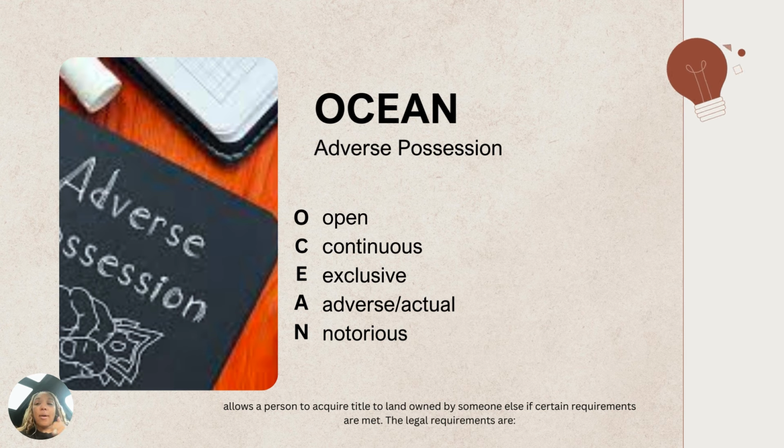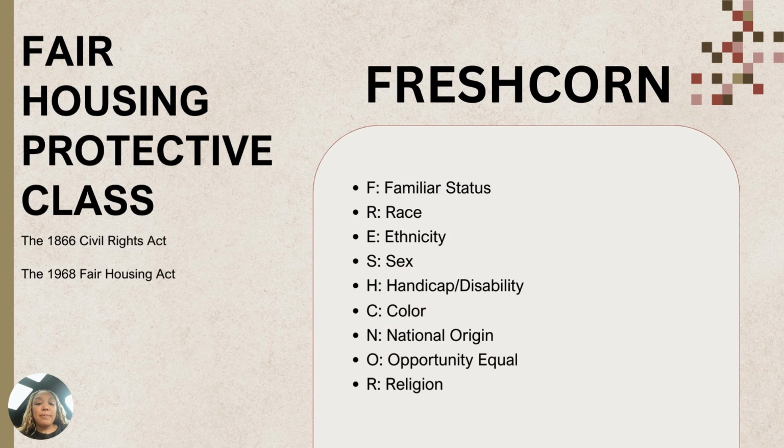Okay. All right, we're doing good, guys. So, Fair Housing Protected Classes. The 1866 is the Civil Rights Act, and then the 1968 is what? That is the Fair Housing Act. So, don't get them confused. 1866 is the Civil Rights Act, and 1968 is the Fair Housing Act.